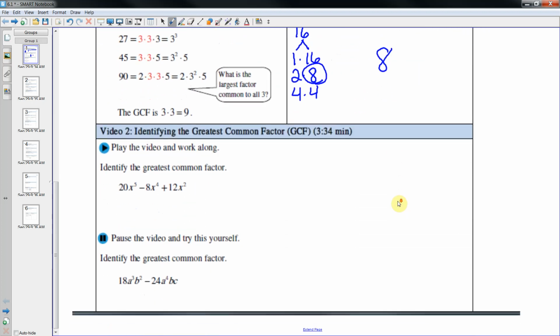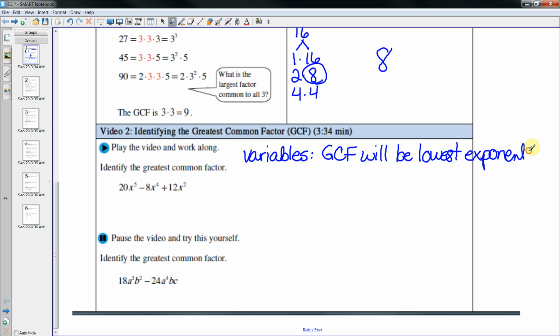Now, when we have variables, we need to choose with the variables for our greatest common factor. So for variables, the GCF will be the lowest exponent, or lowest degree, however you want to say it.